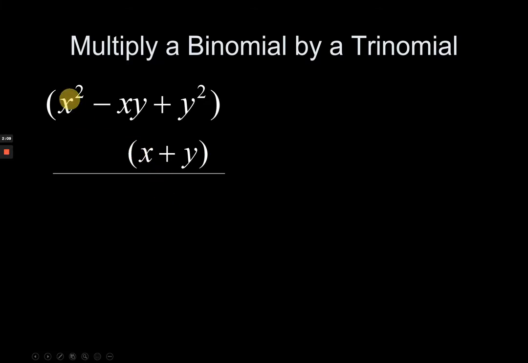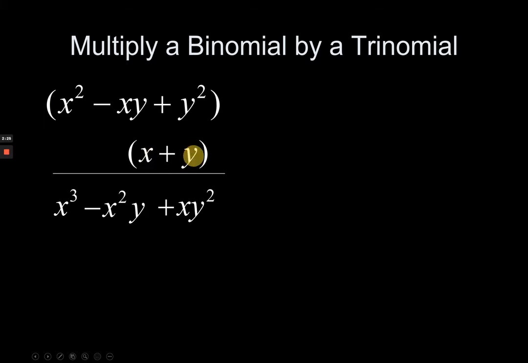If we multiply x times x squared, you have x cubed. x times negative xy is negative x squared y. x times y squared is xy squared. You just write them together. You're done with the x.